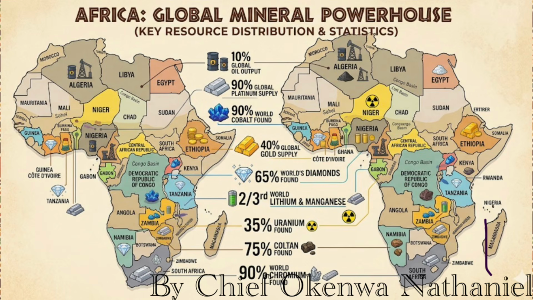17% of world population, blessed with 10% of the global oil output. 90% of the world's platinum supply is in Africa. 90% of cobalt supply, 40% of the world's gold supply, 65% of the world's diamonds, 2/3 of lithium and manganese, 35% of the world's uranium, 75% of world coltan, and 90% of world chromium. They are all found in Africa.